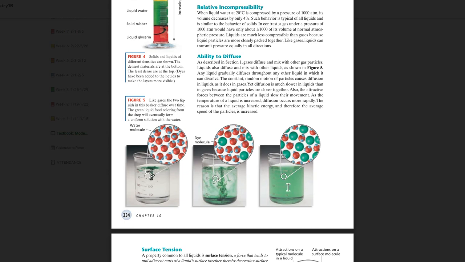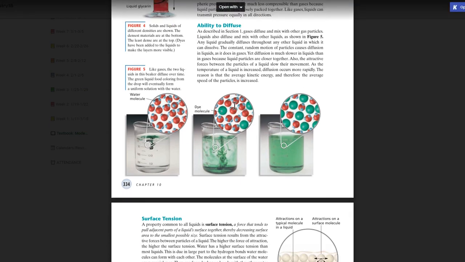And they're going to mix completely because they are randomly and constantly moving in all directions. Okay, so they're bumping into each other. Eventually, they will totally spread out, and both the hot and the cold water will look like this. The hot water, it happens a lot faster, and the cold water, it would happen over a much longer time. Okay, so that's their ability to diffuse.